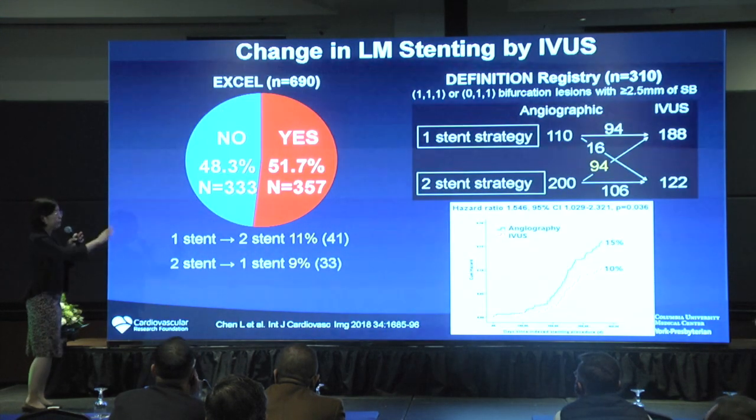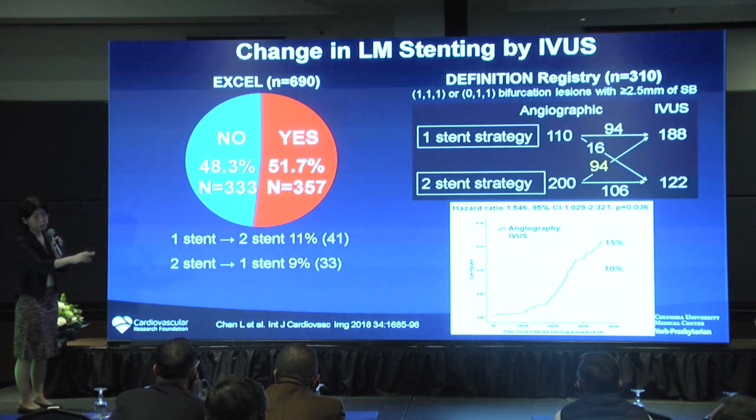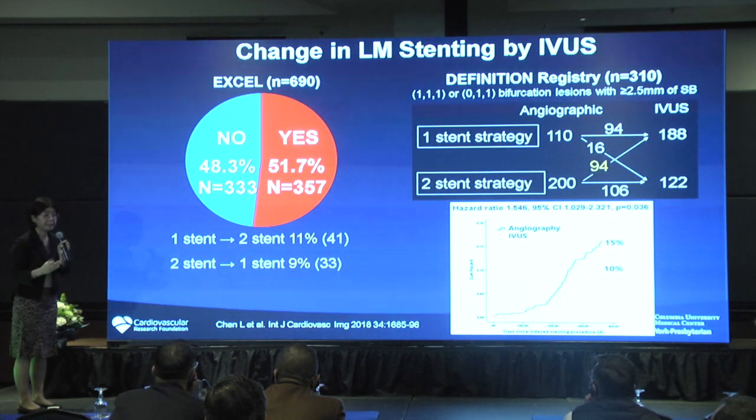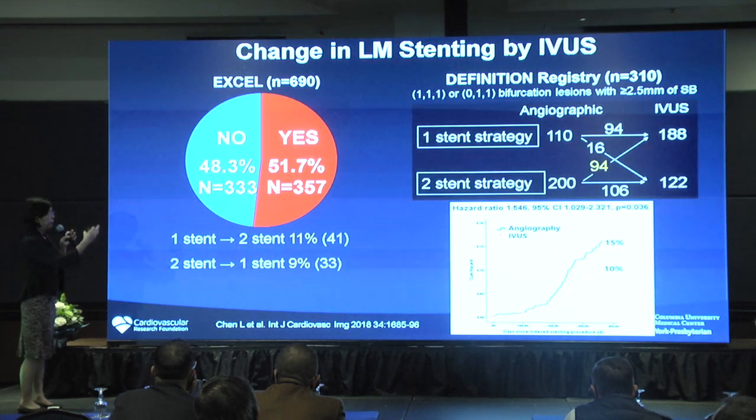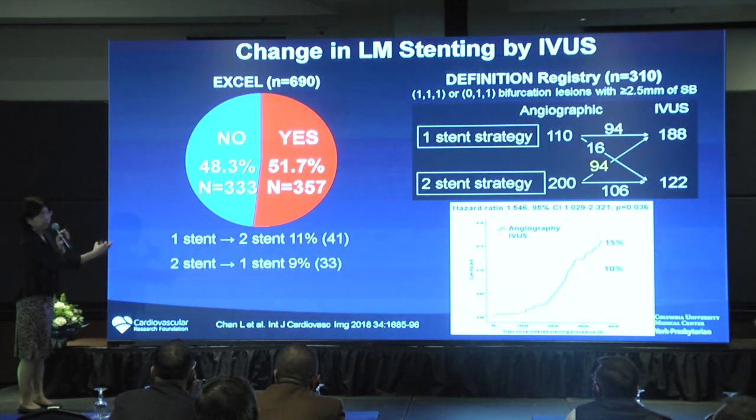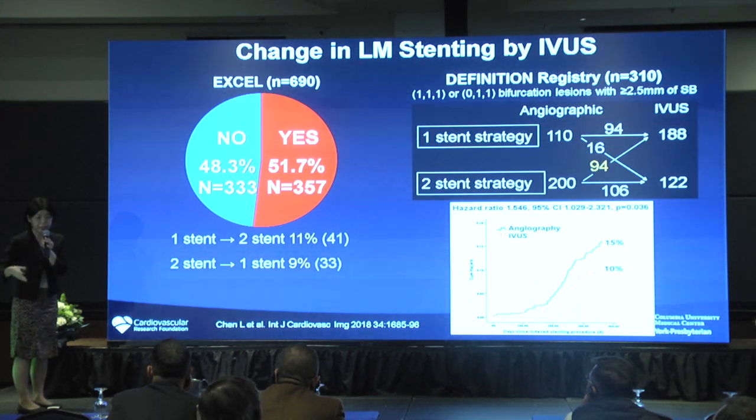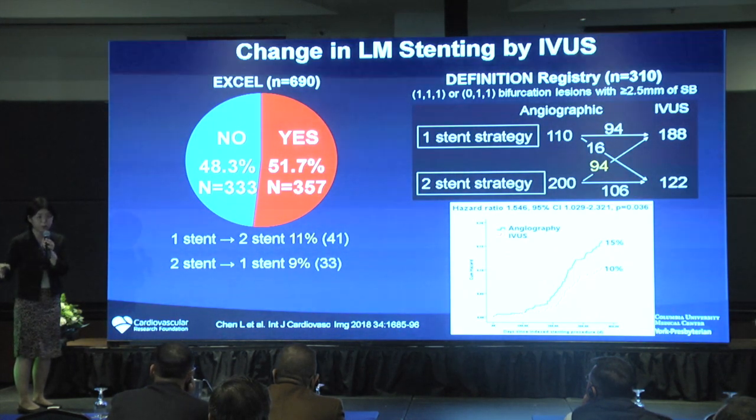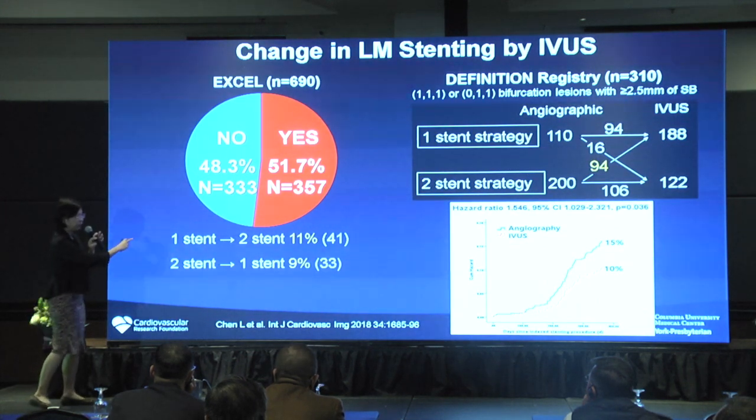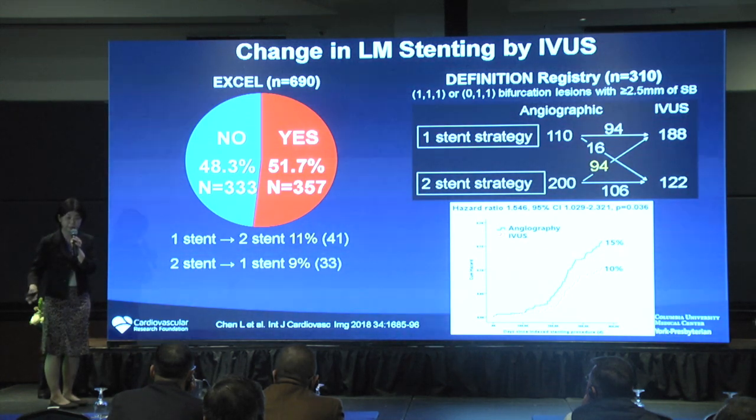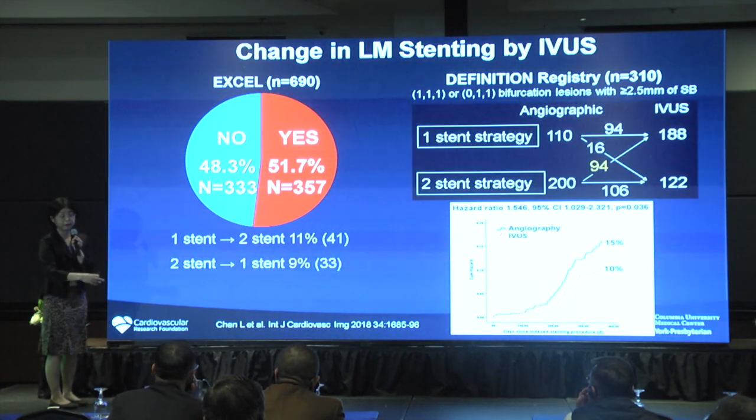And this is the data from the EXCEL trial and also the DEFINITION study from China. We asked the operators, if you do the IVUS, how do you change your mind from before IVUS? In the EXCEL trial, they say 50% of the time, I change my mind. And if we ask a very specific question, are you going to change from 1 to 2 or 2 to 1, they say I change 1 to 2 in 11%, and 2 to 1 in 9%. So in the EXCEL trial, many people changed their mind, but not too many.